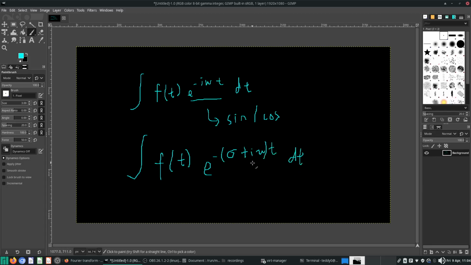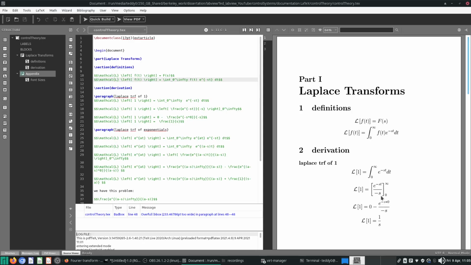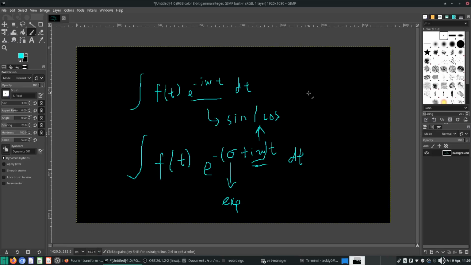Alright, so the I omega part will help you get the sines and cosines out, and this sigma part will help you extract all your exponential curves. Okay, so from now you can see S equals sigma plus I omega, or maybe I would just like to use the letter A. So S equals A plus I omega. So we like to call this a complex frequency.